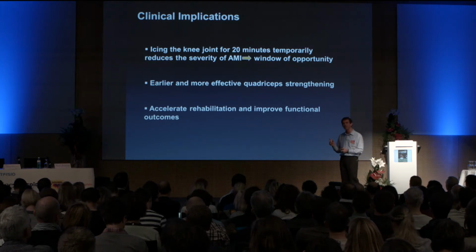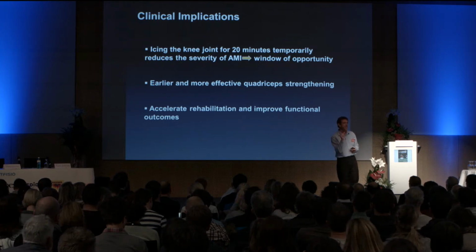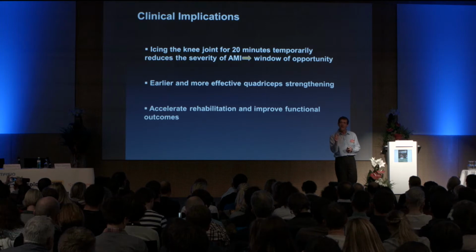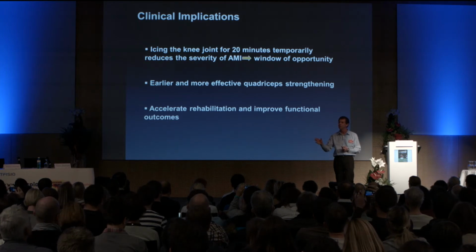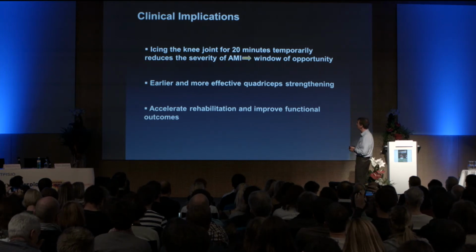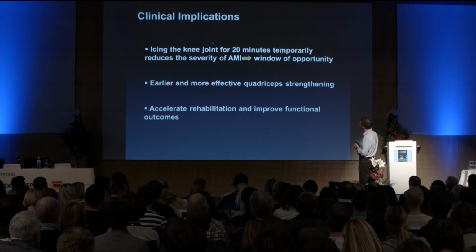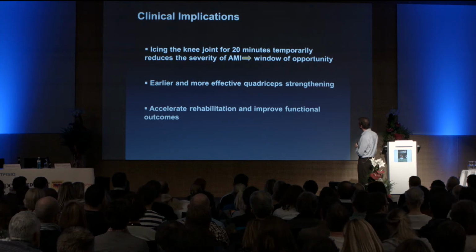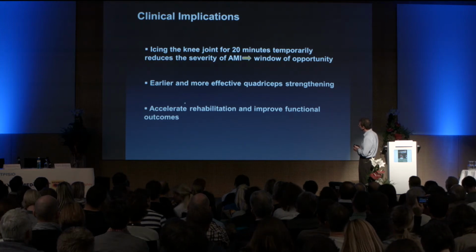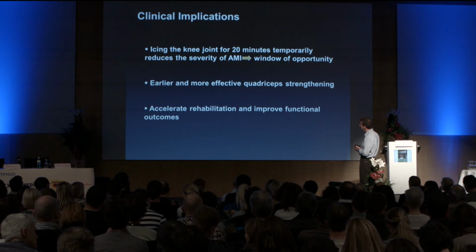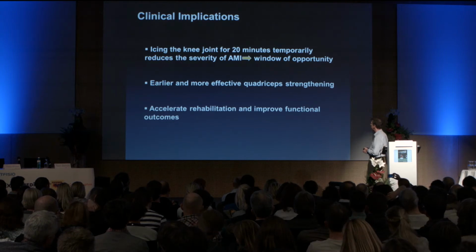Now, the clinical implications are that we've created a window in which we can get in and do our quadricep strengthening without the effects of that sensory input leaving the joint and heading into the spinal system and affecting the alpha motor neuron, and hence the muscle not being able to activate. So icing of the knee joint for 20 minutes temporarily reduces the severity of the AMI and allows us to get more effective strengthening, and as a result of that, ultimately we can accelerate that rehabilitation for the individual.